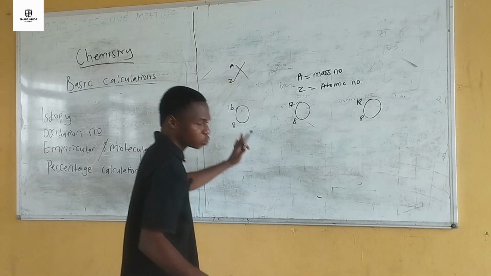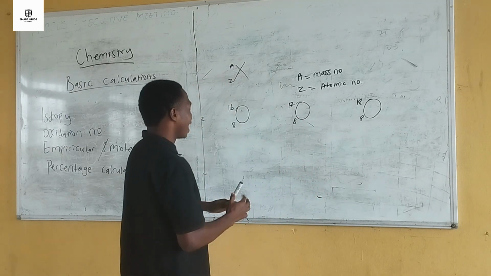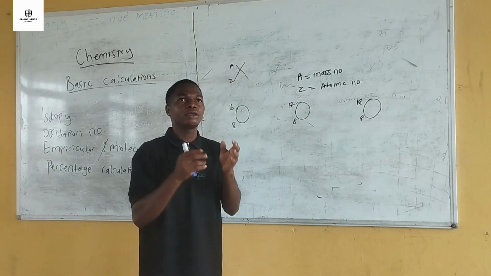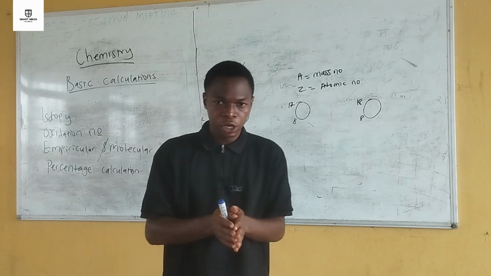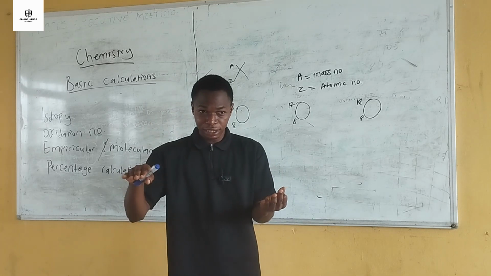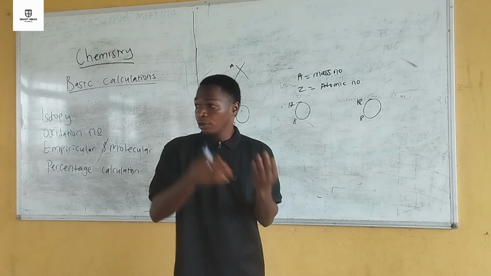We cannot know the actual isotope, the actual mass number of this stuff. So what we do is, like when you titrate something, you take the first titer, second titer, third titer, and you now do an average, right? That's what we're going to do here.